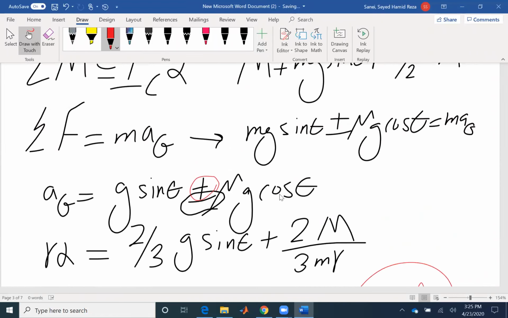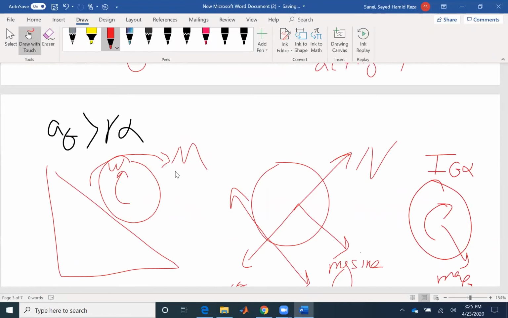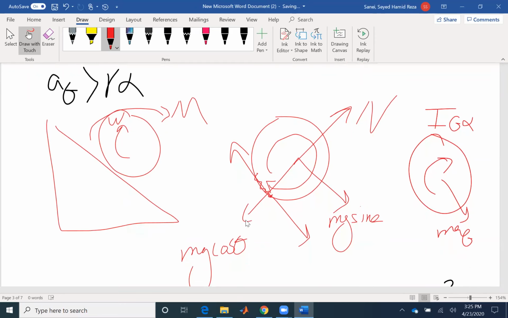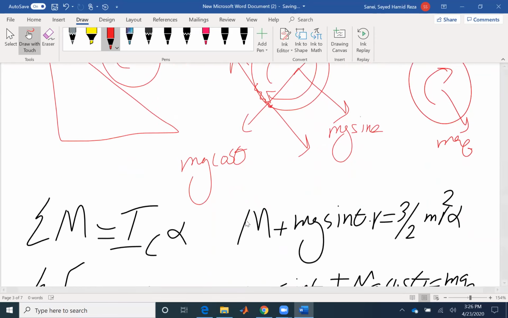So that's interesting. If you're applying a moment here, there is a range of moment that you could apply and you would still have perfect rolling. If you apply too much moment, then the disc would be rotating about its center and it would be rubbing against the ground, the inclined surface, at this point.